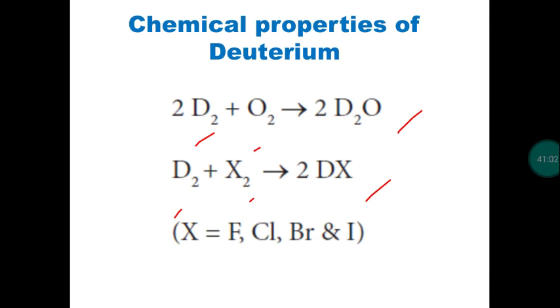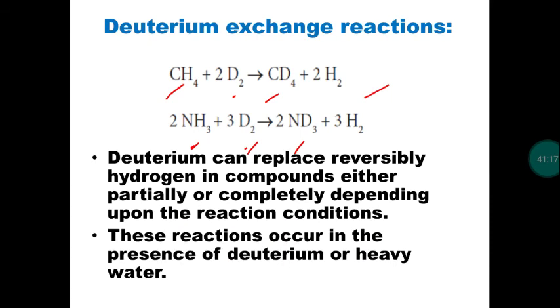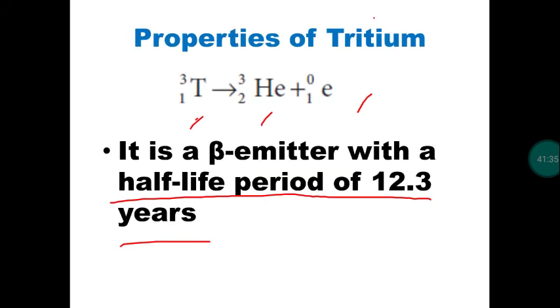Next, chemical properties of deuterium. Like ordinary hydrogen, deuterium also combines with oxygen, it forms deuterium oxide. That means heavy water, D2O. Deuterium combines with the halogens, it forms deuterium halides. Exchange reactions: when molecules containing hydrogen are treated with deuterium, hydrogen will be replaced by deuterium partially or completely. Due to this mutual exchange, we get different products. Next, tritium will undergo radioactive disintegration, thereby it produces beta particle. Its half-life period is 12.3 years.